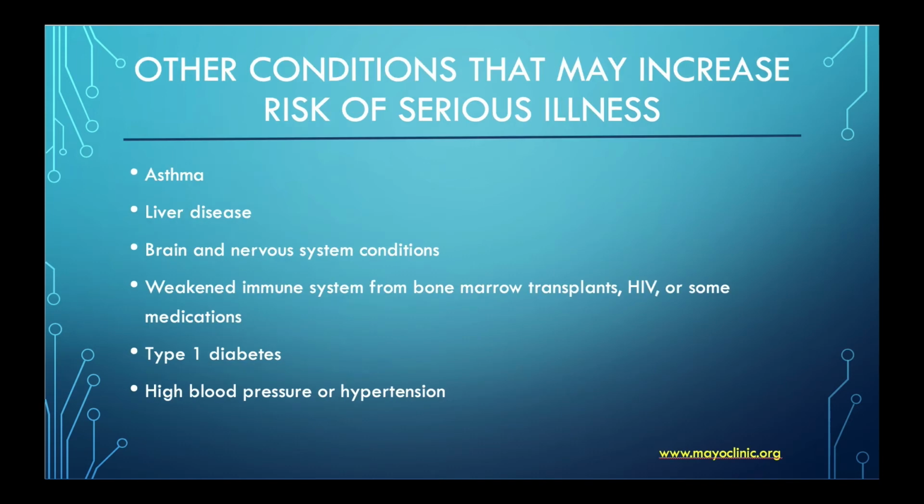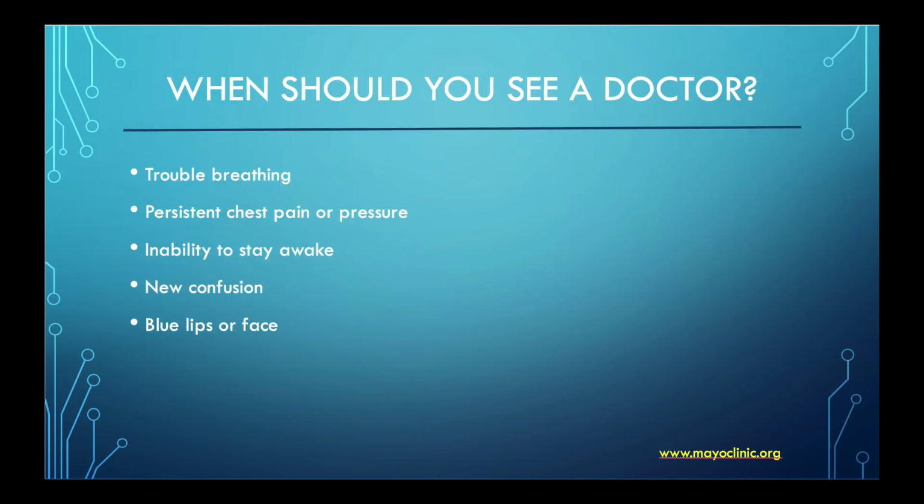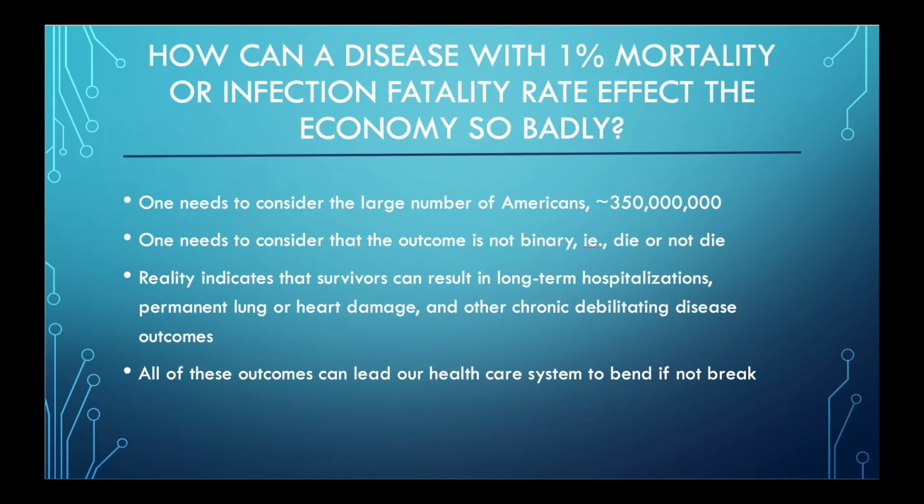Other conditions that may increase the risk of a serious illness include asthma, liver disease, brain or nervous system conditions, a weakened immune system from bone marrow transplants, HIV, or some medications, as well as type 1 diabetes and hypertension. When should one see a doctor? A doctor should be seen when one has trouble breathing, has persistent chest pain or pressure, experiences the inability to stay awake, and experiences a new confusion or has blue lips or face.